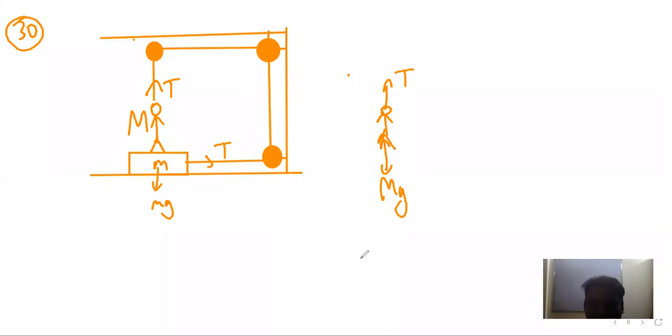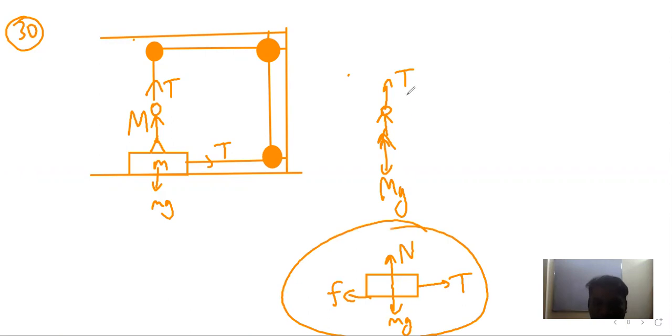So after this, let us draw the diagram of the board. So for the board, we have, this is the board. One force is mg in downward direction. We have another force which is normal reaction in upward direction. Friction force acts in backward direction. Tension force acts in forward direction. So these are the forces on the board. These are the forces on the man.